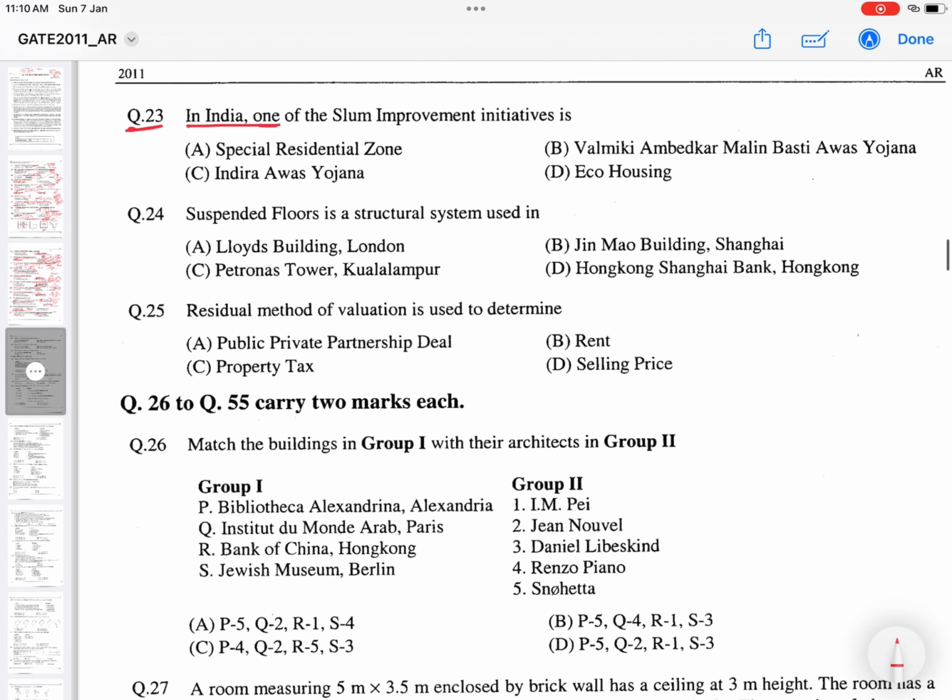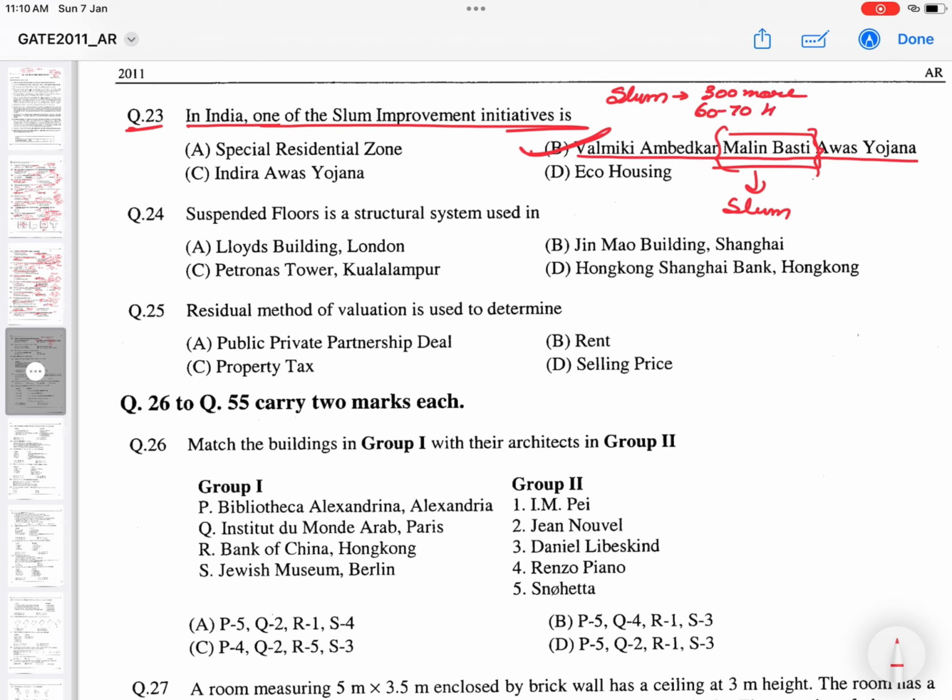Coming on to question number 23. In India, one of the slum improvement initiatives is Valmiki Ambedkar Malin Basti Awas Yojana. They are giving it in the question paper itself, it's mentioned Malin Basti. It stands for slum. So you should know. Now I will tell you something more. What is a slum? It is an area with 300 or more population, and if it has 60 or 70 households, we will consider it a slum. Also they will be living in very unhealthy and unhygienic conditions.